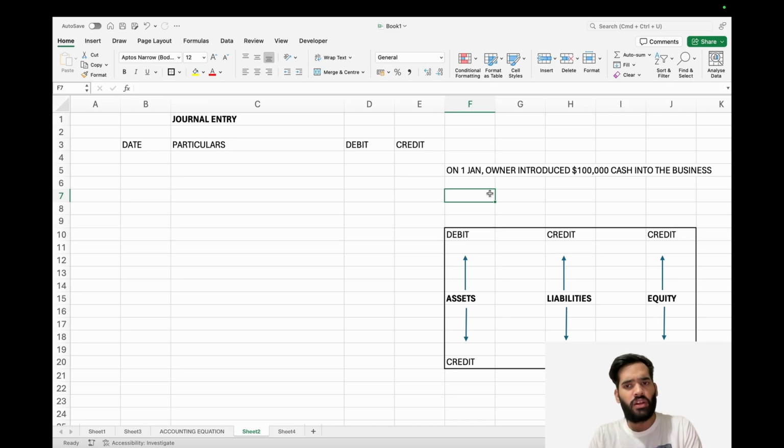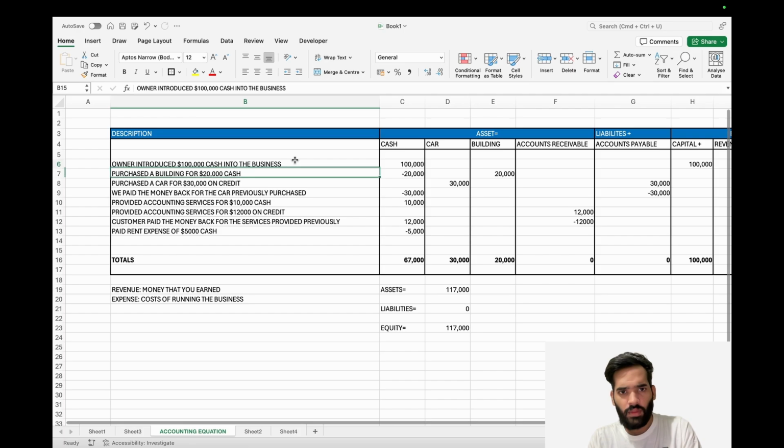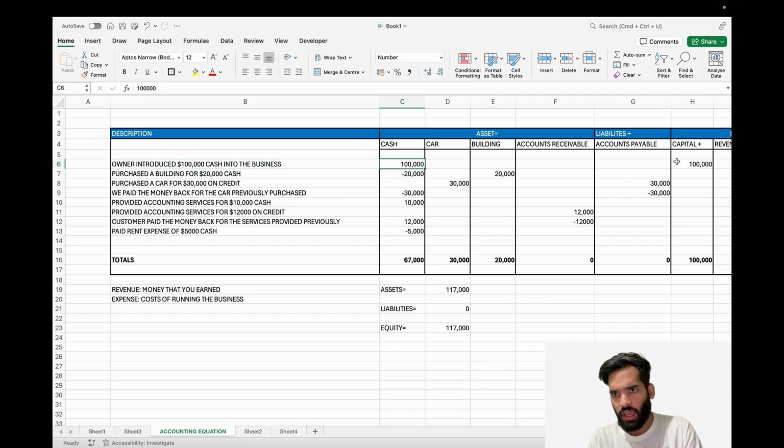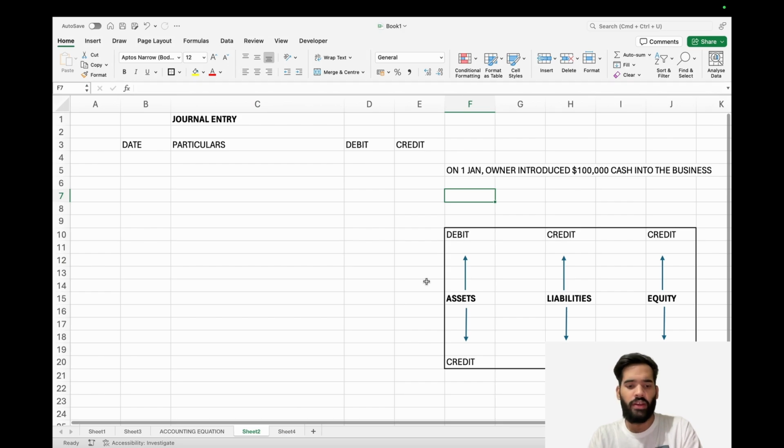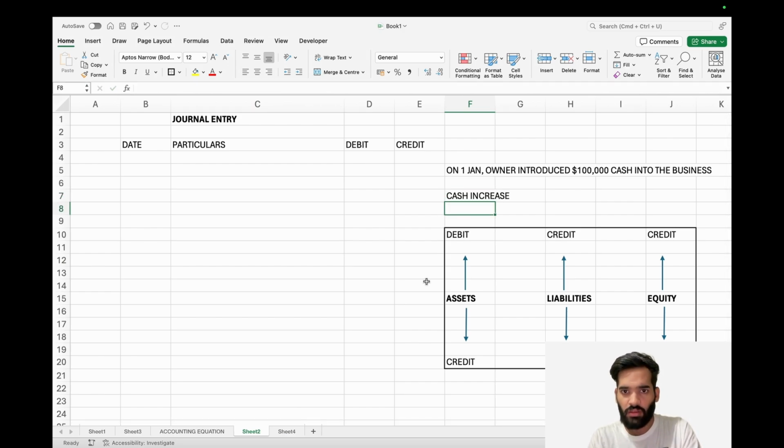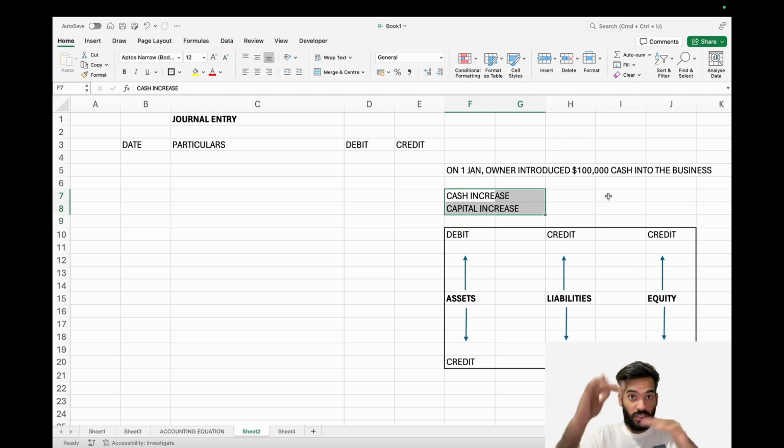So of course we learned that when the owner puts money into the business, cash goes up and capital goes up, right? So in the concept I will write cash increase and capital increase. Again, this is just to make sure we are thinking correctly. We know which account is going up and down.